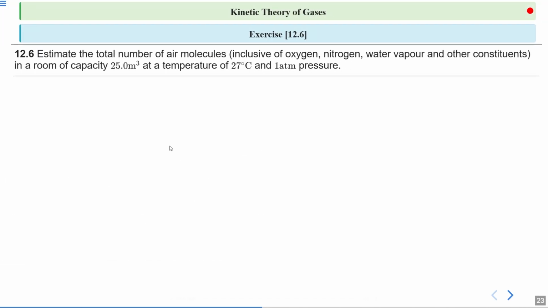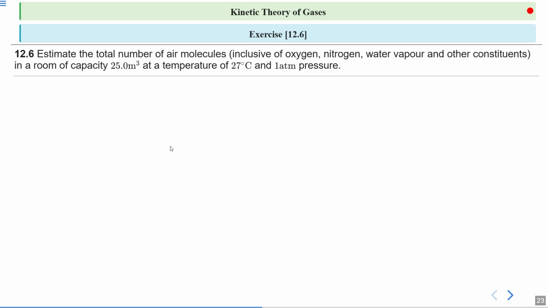Estimate the total number of air molecules, inclusive of oxygen, nitrogen, water vapor and other constituents, in a room of capacity 25.0 meter cube at a temperature of 27 degrees Celsius and 1 atm pressure. Here you have to find out the total number of air molecules in a room of capacity 25.0 meter cube.